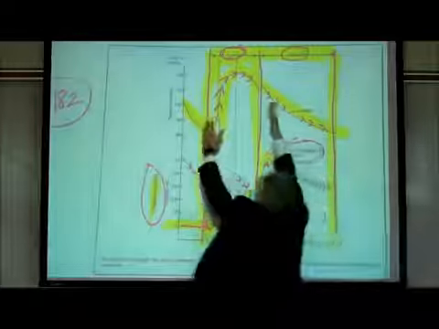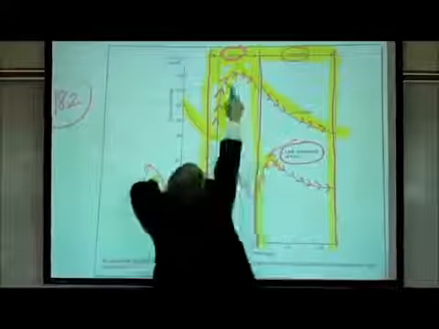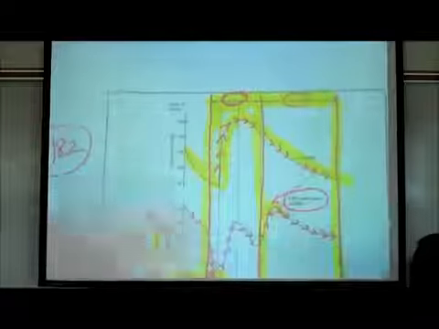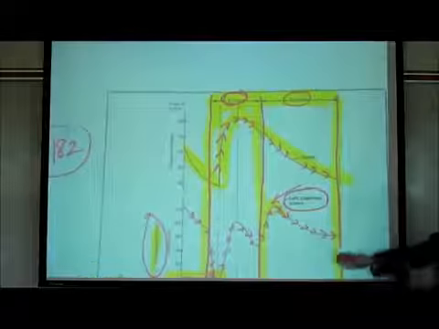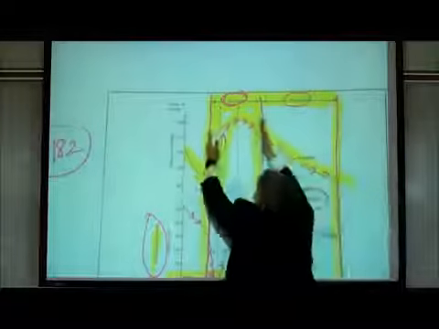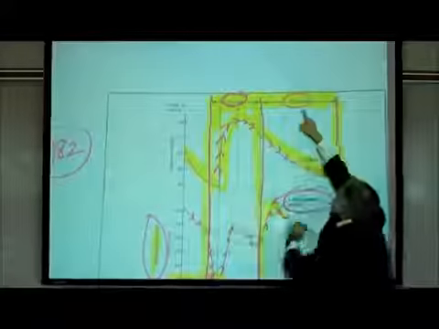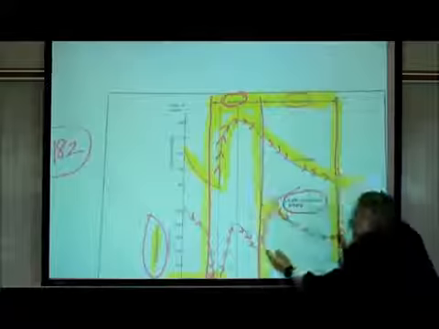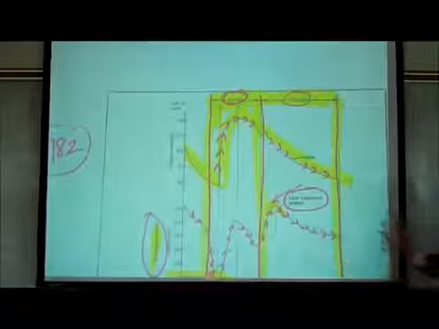Now, you'll notice that right here at the top, it's labeled that this is systole. What is systole? Systole is the period when the ventricles contract. This is systole. Right up here, it says diastole. This is the period during diastole. What's diastole? When the ventricles relax.